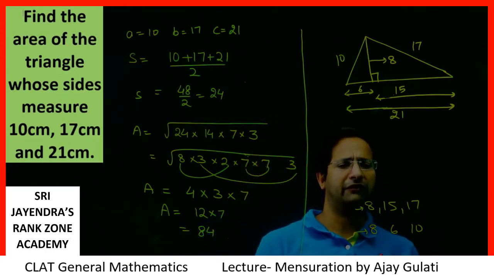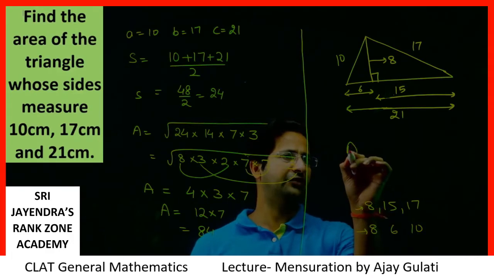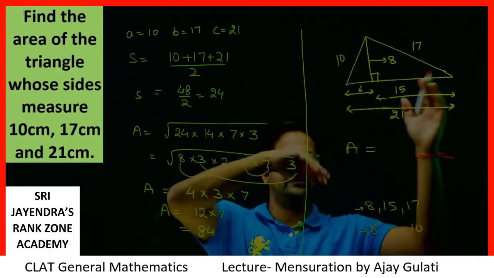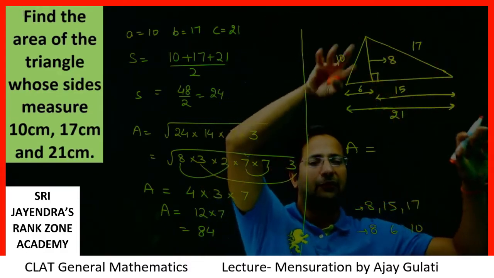Everything is valid over here. We can easily say the area of this triangle is half into base into height. 6 plus 15 is 21, and that is what we require. We have simplified this triangle in the form of base into height.